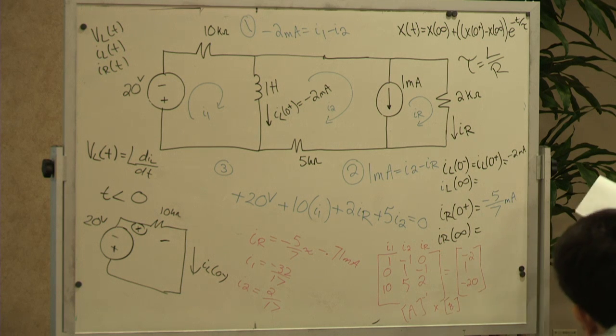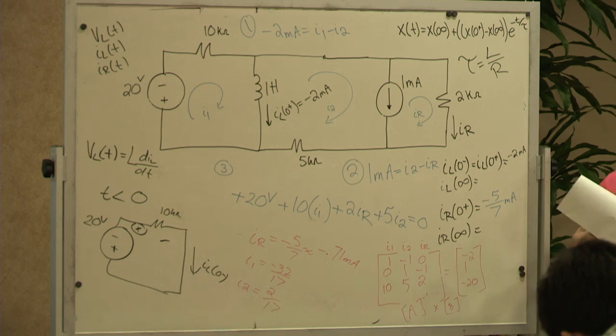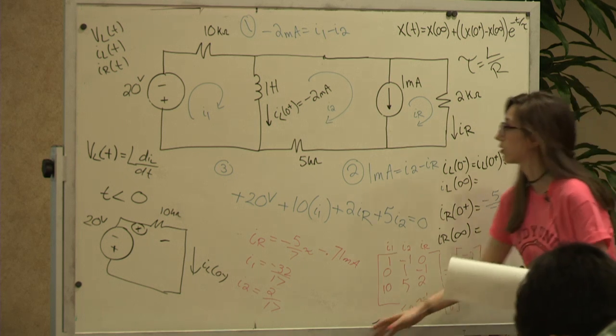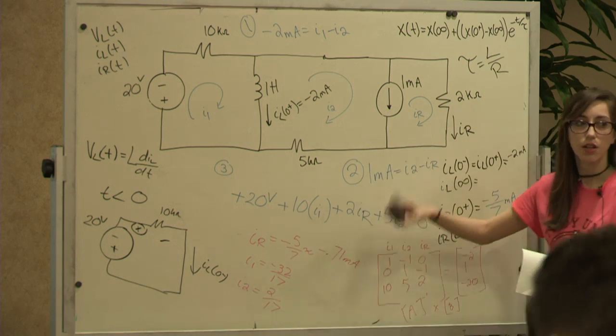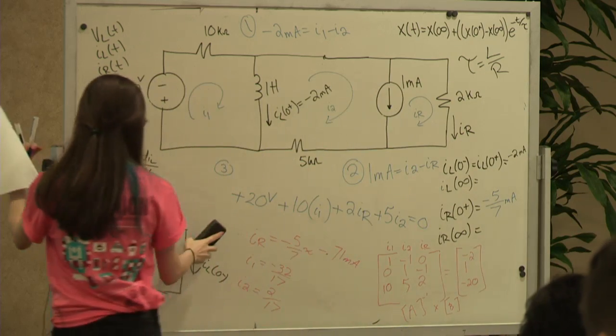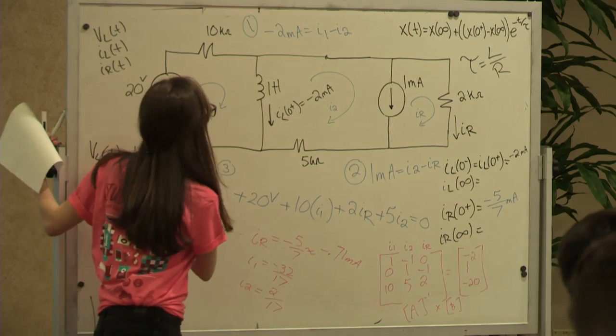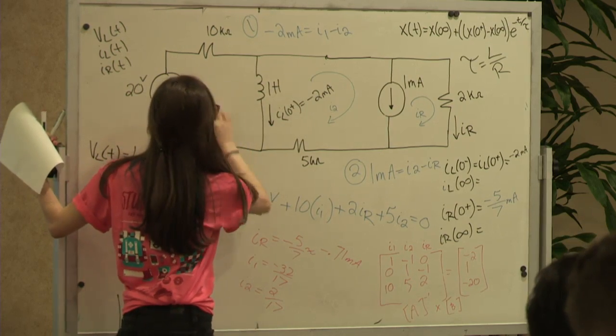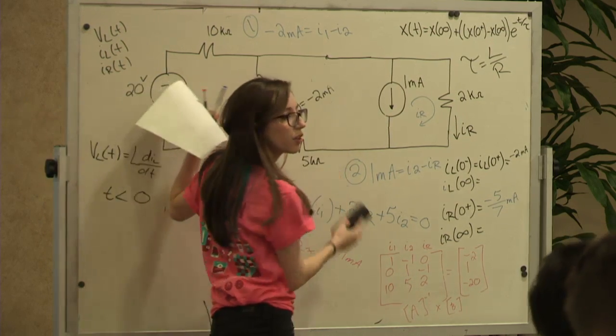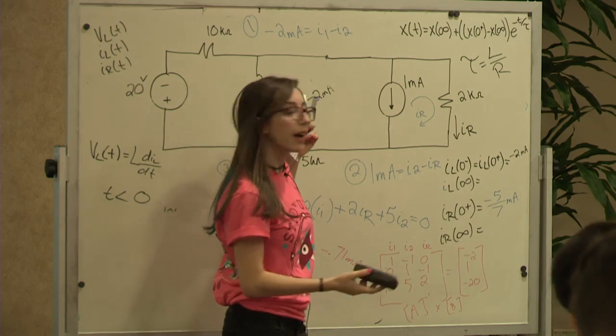Okay, so now we want to find the infinity circuit. So can I erase this stuff? Oh wait, you guys want to see the node voltage method too, right? Yeah, okay.